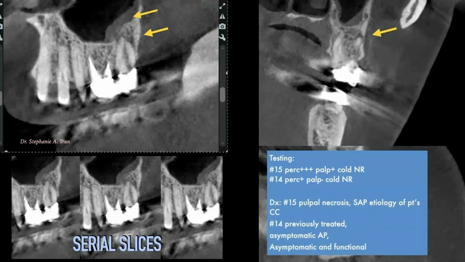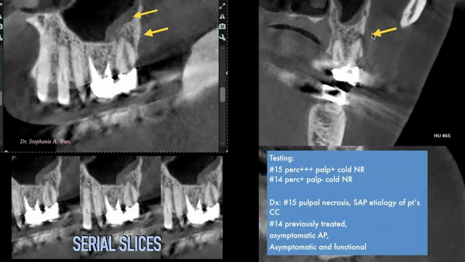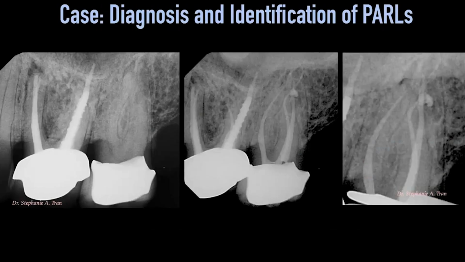So the diagnosis in this case was pulpal necrosis with symptomatic apical periodontitis, and this matched the patient's chief concern. So we treated tooth number 15, and that was all thanks to CBCTs helping us identify all aspects of it.